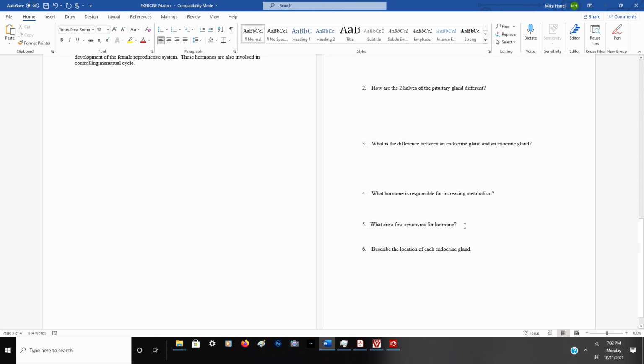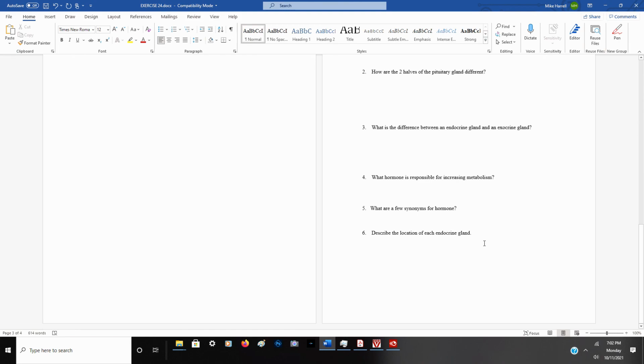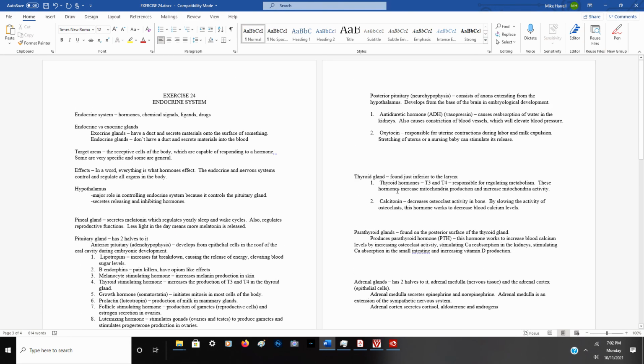What are a few synonyms for hormones? In other words, chemicals that are similar. Describe the location of each endocrine gland. But remember with each one, primarily what you want to know: where is it made, where does it work, what does it do? Production site, target tissue, and effects. That's the three big things with hormones. So there's just a little quick flyby of the major hormones of the body. We will look at all these a whole lot more in the future.